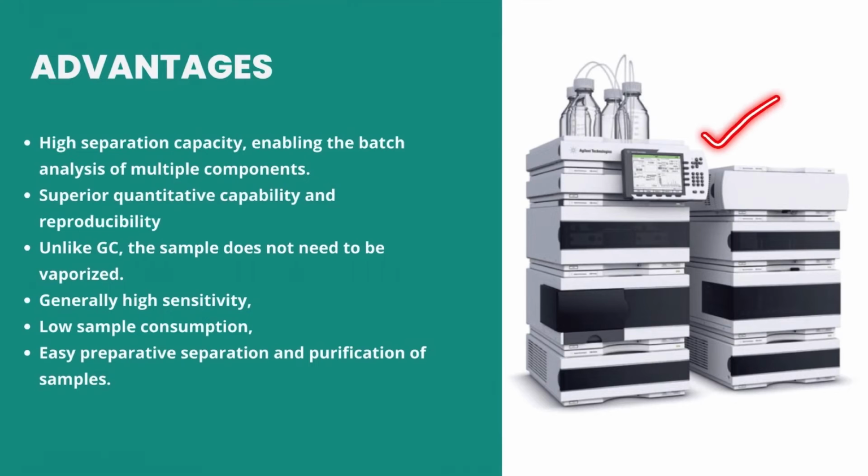So this slide shows the actual diagram of the instrument and why this technique is more advantageous as compared to the other types of chromatography. The basic advantages include high separation capacity, enabling the batch analysis of multiple components. So we can separate large quantities of a mixture. Superior quantitative capability and reproducibility. So we have a large quantity of mixture which can be analyzed, and there is the term reproducibility. It means that if we repeat the same experiment, then the results will be the same.